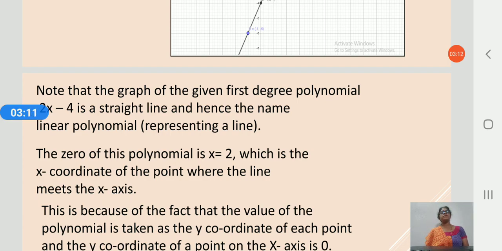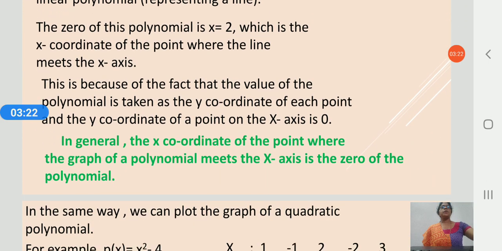That means the zero of the polynomial is x equal to 2, which is the x-coordinate where the line meets the x-axis. This is because the value of the polynomial is taken as the y-coordinate of each point, and the y-coordinate of a point on the x-axis is 0. In general, we can say that the x-coordinate of a point where the graph of the polynomial meets the x-axis is the zero of the polynomial. We know a linear polynomial has only one zero, hence the graph intersects the x-axis at only one point.